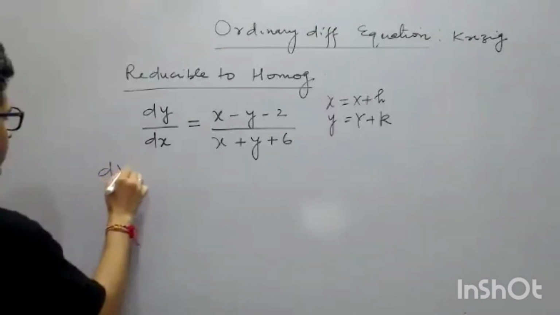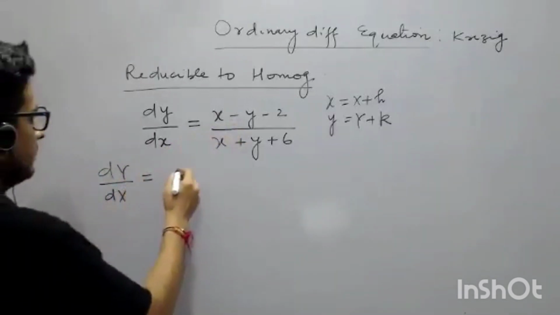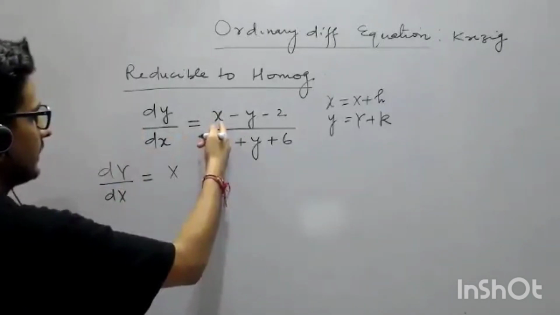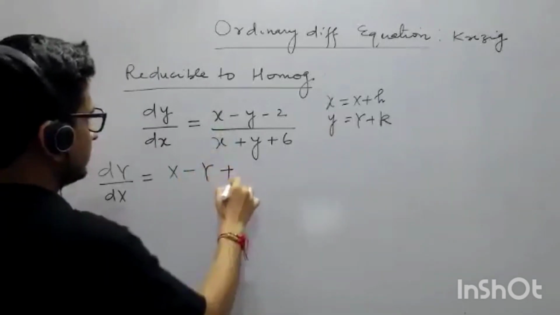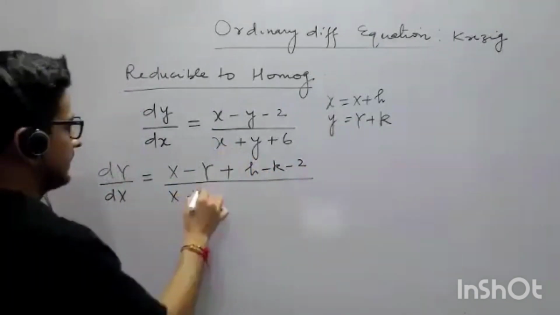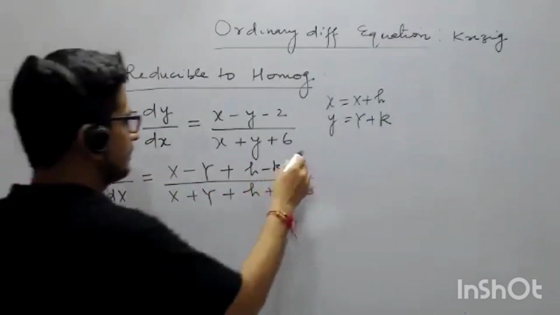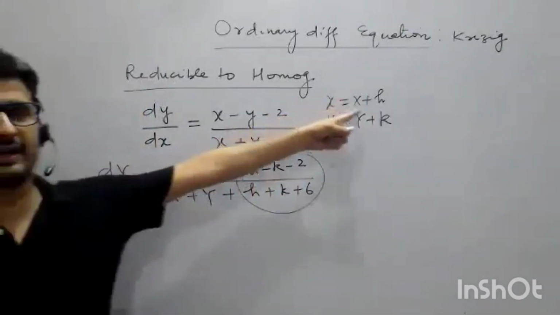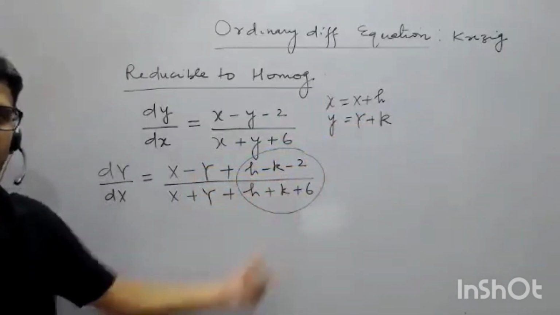It will become dY over dX is equal to capital X, so here you will put capital X plus h, so minus capital Y and plus minus k, h minus k minus 2, upon capital X plus capital Y plus h plus k plus 6. Now you have to make these two expressions simultaneously 0. Because h and k are arbitrary, we can choose them so that these two expressions become 0.